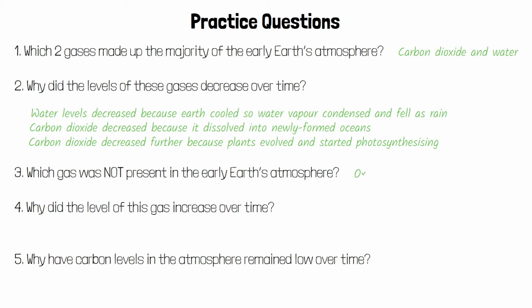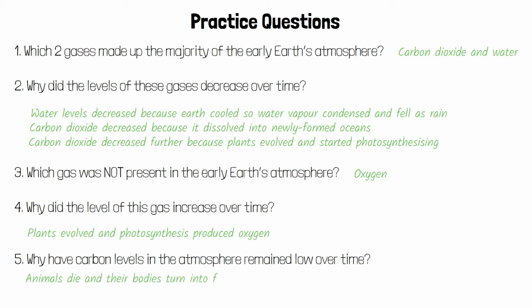There was no oxygen in the early Earth's atmosphere. Levels of oxygen increased over time because plants evolved and began to photosynthesize, producing oxygen. Carbon levels in the atmosphere have remained low over time because when animals died, their bodies turned into fossil fuels and carbon was trapped underground.